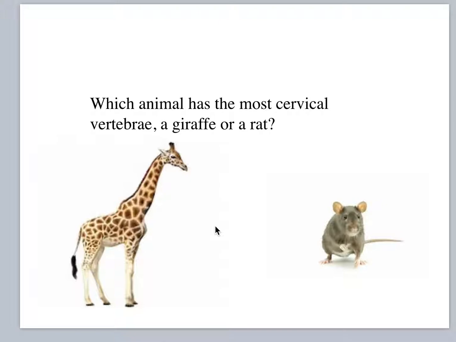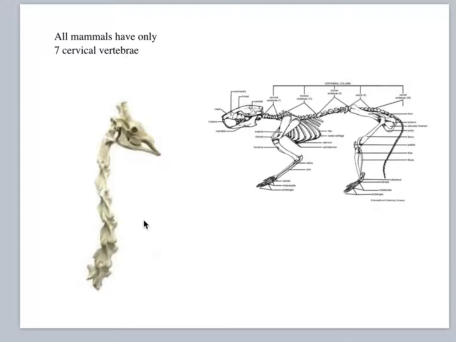Question for you. Which animal has the most cervical vertebrae, a giraffe or a rat? It's kind of a trick question, because both giraffe and rat have 7 cervical vertebrae. All mammals have 7 cervical vertebrae. The giraffe just has bigger cervical vertebrae than the rat. And again, in humans, we have 7 cervical vertebrae.